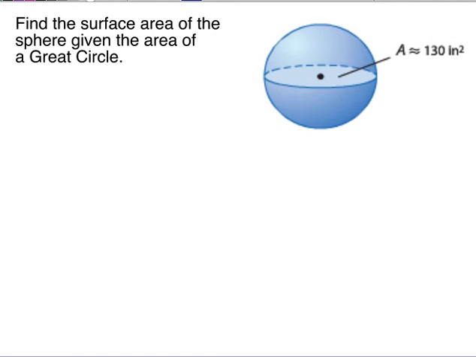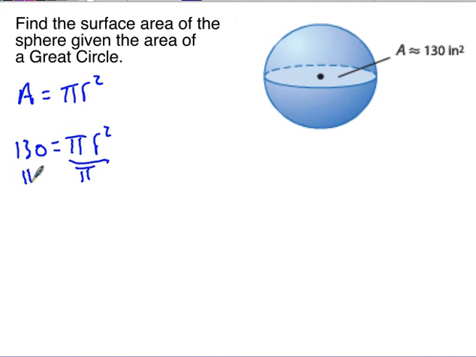All right. Another example. Find the surface area of the sphere given the area of a great circle. Well, remember the area of a circle is pi r squared. So if we know that the area is 130, we do 130 equals pi r squared. So divide by pi, and then take the square root. So 130 divided by pi.